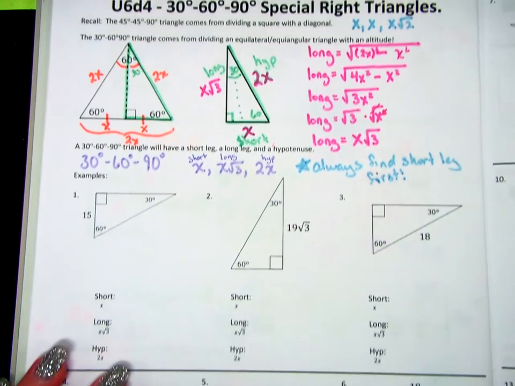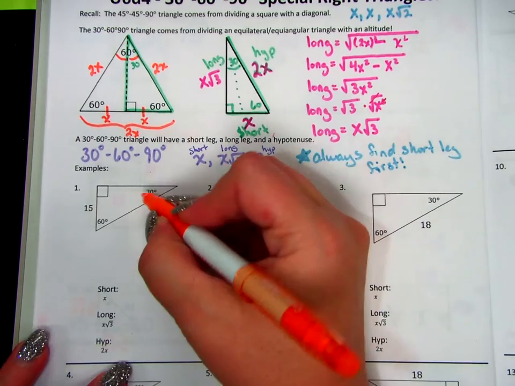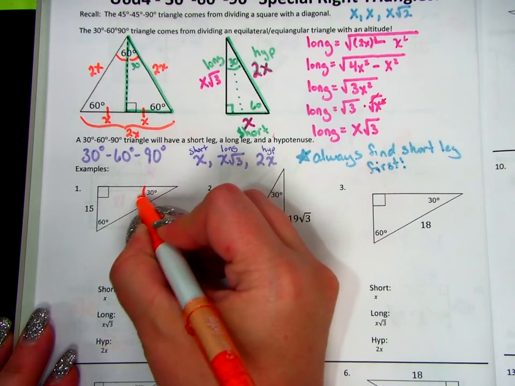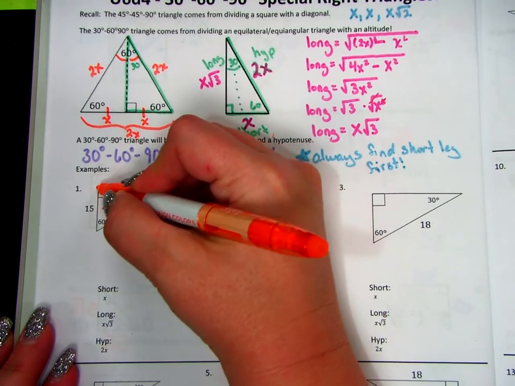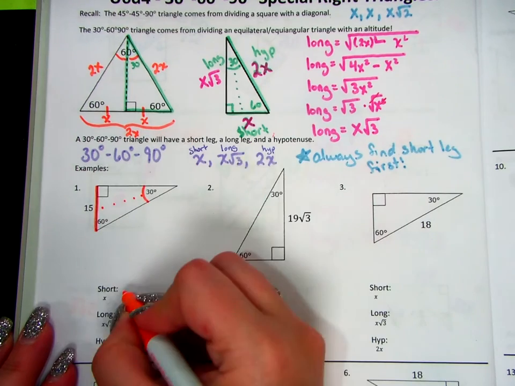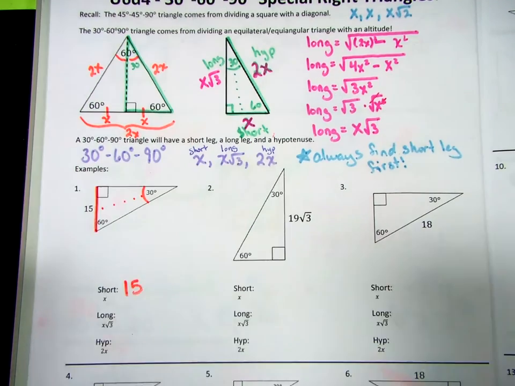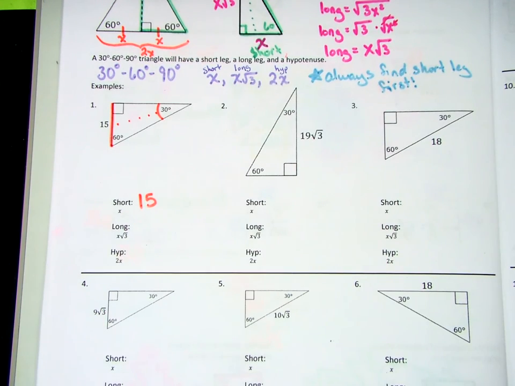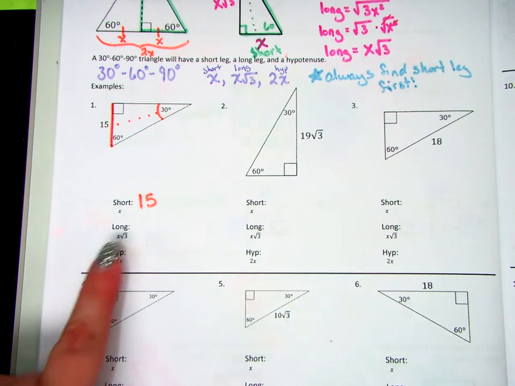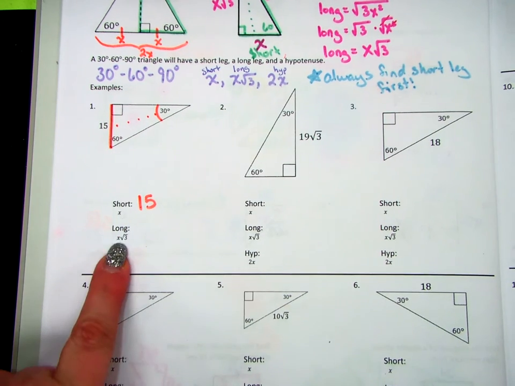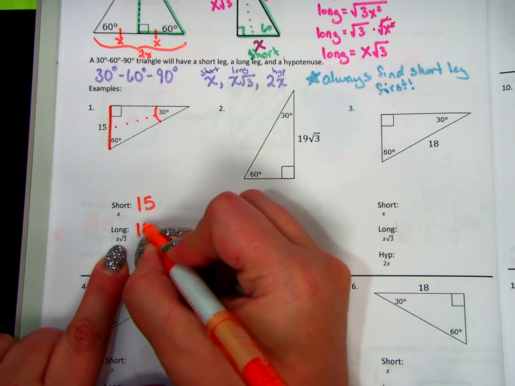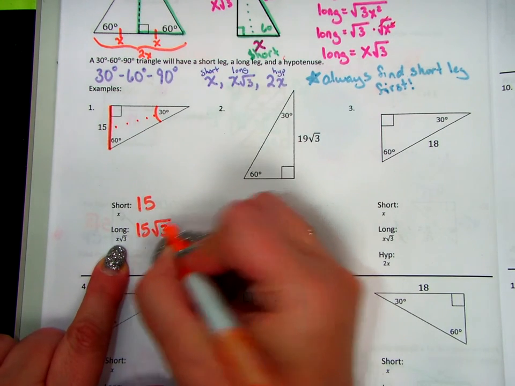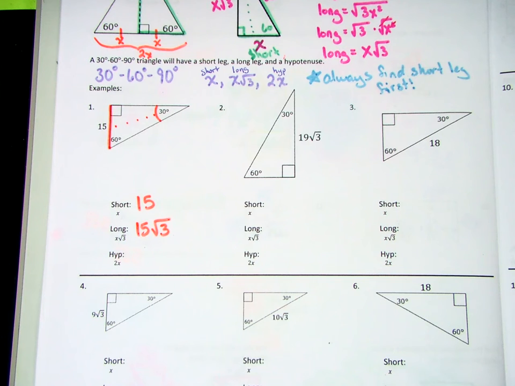So when I look at number 1, my first example, my short leg, remember, is across from the 30. So here's my short leg. My short leg is 15. Always find the short leg first. Done. We found it because they gave it to us. So then my long leg is just that x times the square root of 3. 15 square roots of 3. We're going to leave it like that because we want exact answers.